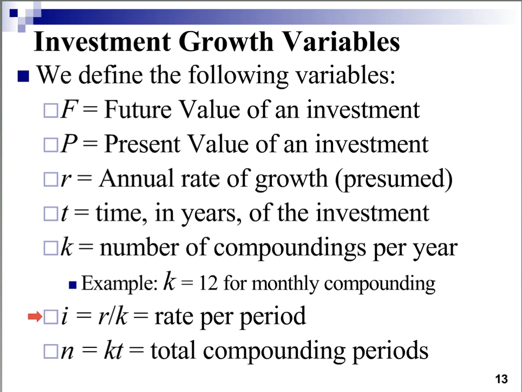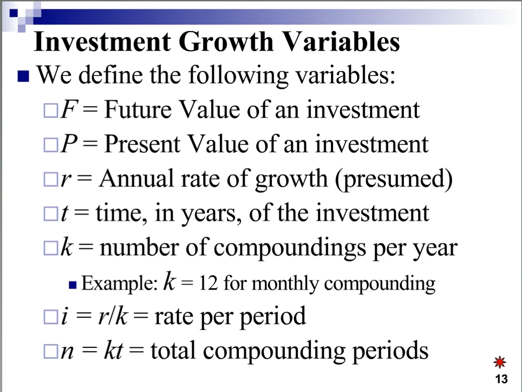The first one is little I. This is the interest rate per period. So rather than the interest rate per year, we're measuring how much interest we receive per compounding period. So for example, if k were 12 and we were getting interest every month, little I would be the amount of interest we earn in that month. If we were compounding quarterly, then it would be the total interest earned in that quarter.